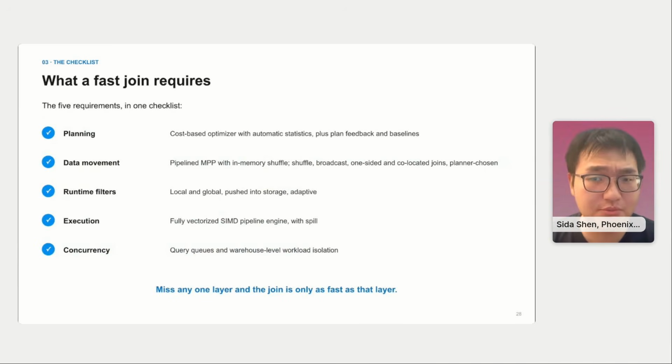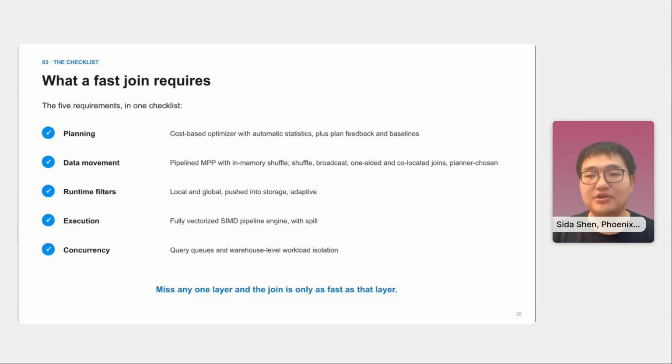And for data movement and distributed compute, you want data shuffling that happens between the memory of your nodes, with pipeline execution, so everything is very horizontally scalable as well as fast. And runtime filters is just one thing. If it has it, it probably has a cost-based optimizer.